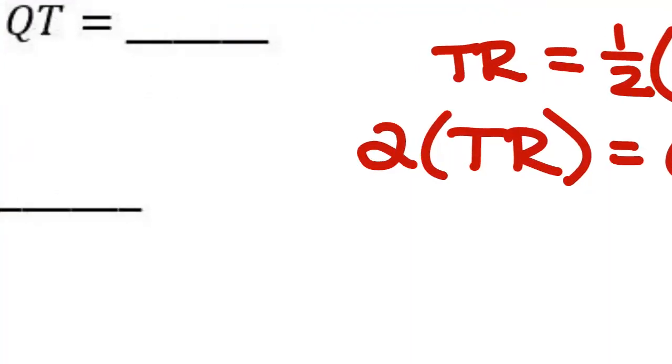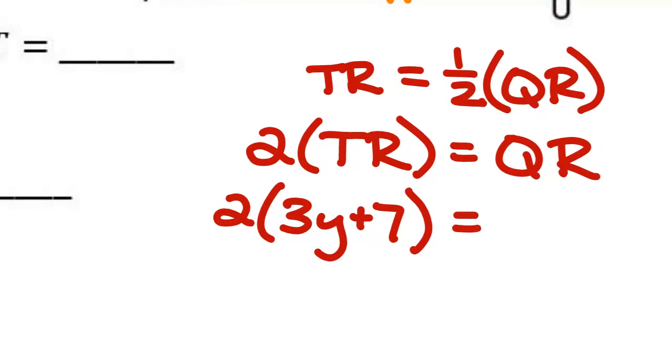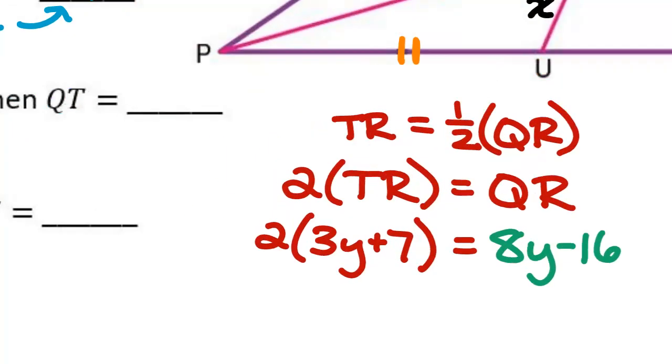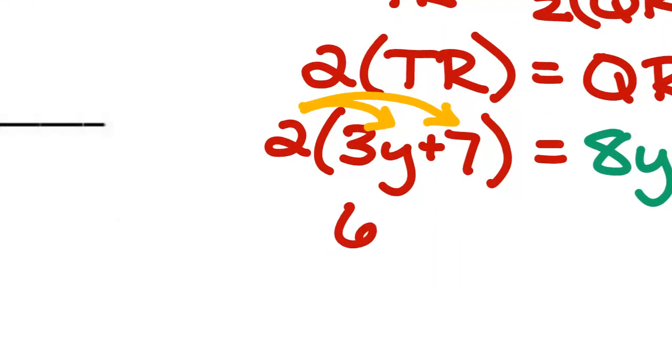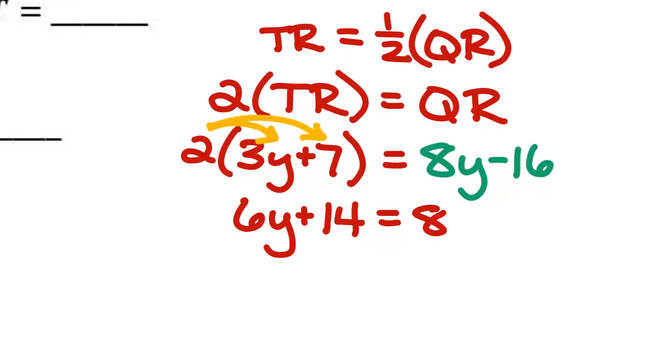So if I do 2 times 3y plus 7, that would be equal to what? 8y minus 16. All right, so I'm going to take this 2 out in front. I'm going to distribute that. So I'd have 2 times 3, which gives me 6y. 2 times 7 is 14. So 6y plus 14 equals 8y minus 16.